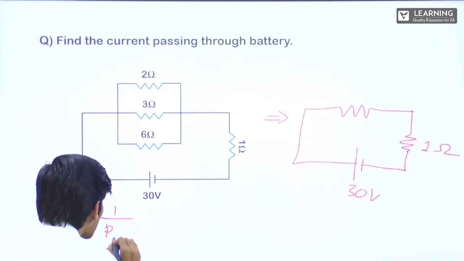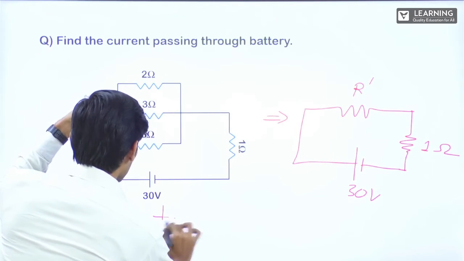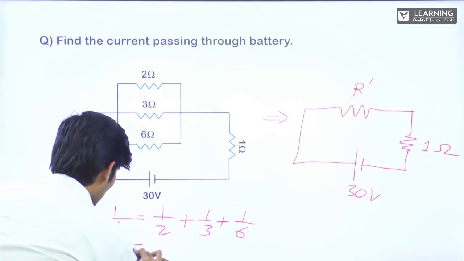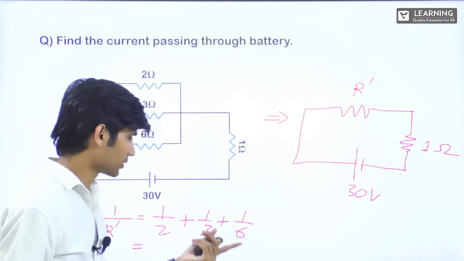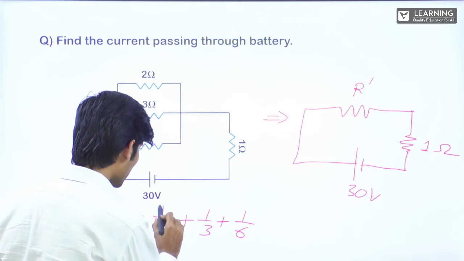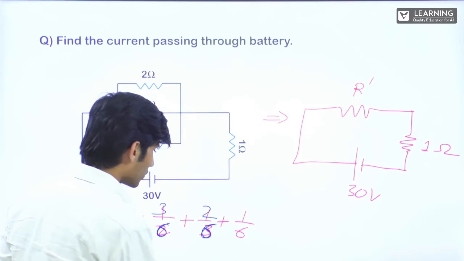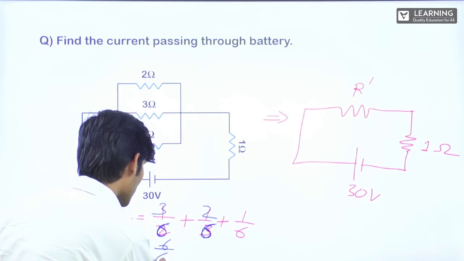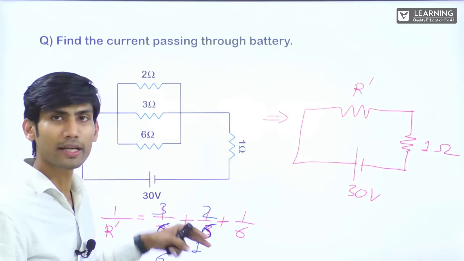1 upon R dash is equal to, let's say this is R dash, okay? 1 upon R dash is equal to 1 upon 2 plus 1 upon 3 plus 1 upon 6. Now, to make this denominator as 6, what will be the LCM of these 3? 6. What I'll do is multiply 3 both up and down, so this will become 6. Here it will be 3. To make this as 6, I'll multiply both 2 up and down, right? So 3 by 6, 2 by 6, 1 by 6, that is 6 by 6, that is 1. 1 upon R dash is 1. So R dash will also be the reciprocal of 1, that is 1.